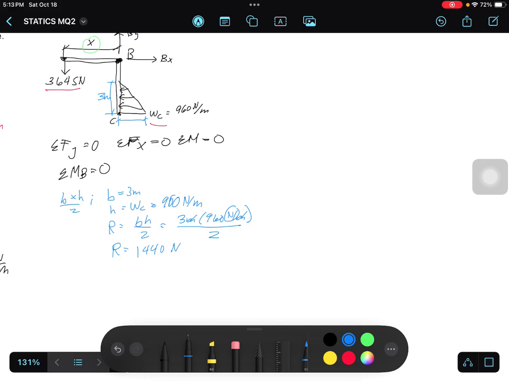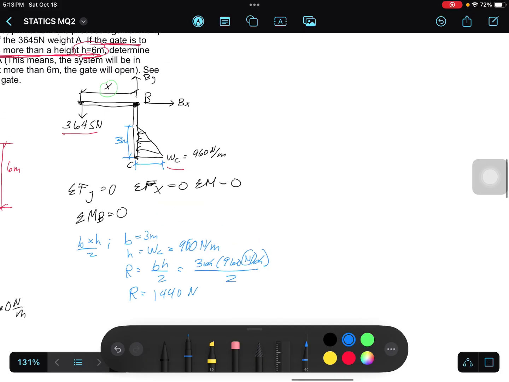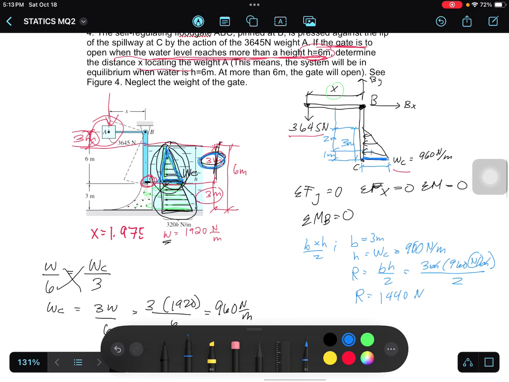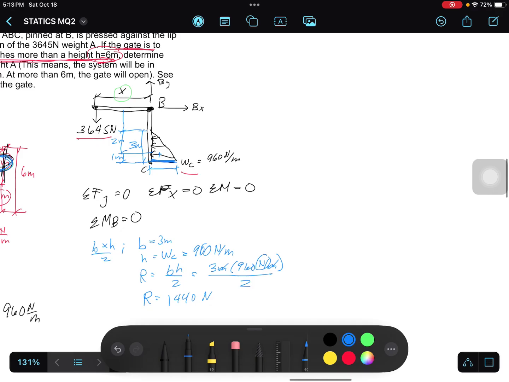So, saan nilalagay si R? Yung resultant na yan. Diba ang centroid ng triangle is 1/3 from the peak ng triangle. This is 1/3 of 3 meters. So, that is 1 meter. So, meaning the rest of the triangle is 2 meters. And then, how much is this? Diba that's 3 meters? So, that is 3 meters. So, what is now location ng ating resultant? Nasa centroid ng ating resultant, R, and it is 3 plus 2, 5 meters from point B.